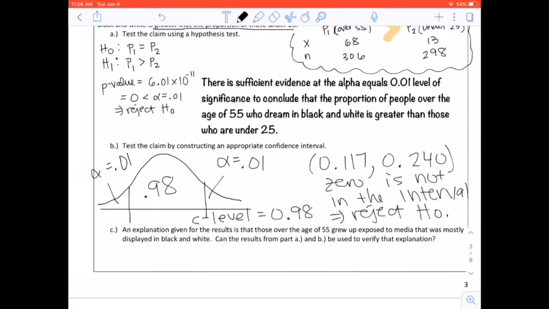So C says, an explanation given for the results is that those over the age of 55 grew up exposed to media that was more displayed in black and white. Can the results from part A and B be used to verify this explanation? And no, remember that just because something has some kind of relationship, we cannot prove that there's any kind of association or logic behind this. We're just running a test, and further exploration would have to be done in order to figure out the reasons why.